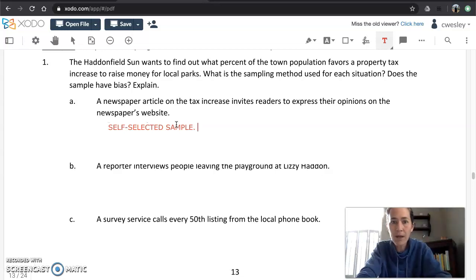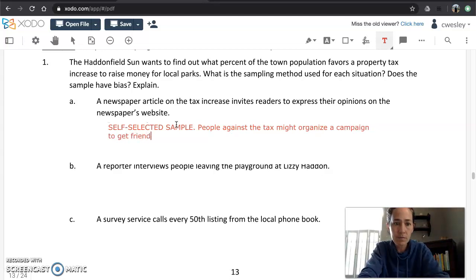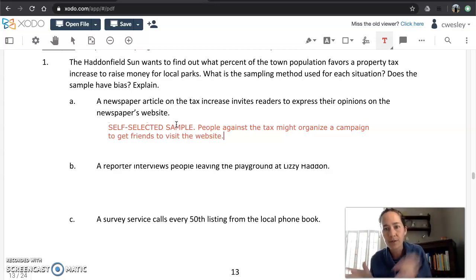And I might say one possible bias could be that people who are not in favor of the tax, so people against the tax, might organize a campaign to get friends to participate or to visit the website, right? That could be a potential bias. I could say, oh, I'm really against this tax. I really don't want it to happen. I'm going to just talk to my closest friends and see if they will self-select, participate, so it can look like more people are against this tax. So that would be one error that could happen.